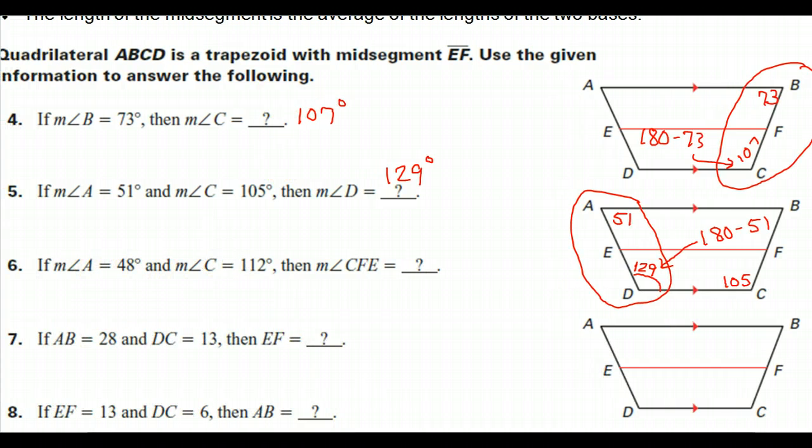Angle A is 48. Okay, so I'm starting over. Hope you were paying attention. Okay, angle A is 48. So that's 48 right here. Angle C is 112. So this is 112 degrees. Now I'm supposed to find the measure of angle CFE.